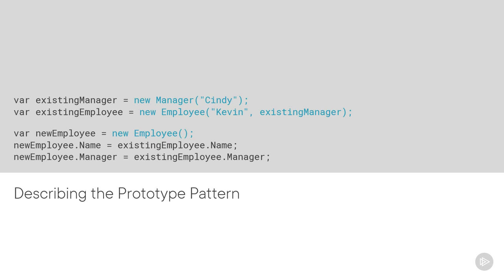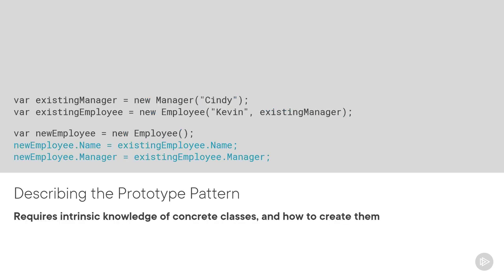Now imagine the use case where most property or field values of an existing object are required in a new object. Or maybe you even need all property values of the new object to match the existing object. In that case, we can simply copy them over. But that requires the client to have intrinsic knowledge of the concrete classes we're working with, employee and manager. It also needs to know how to create them.